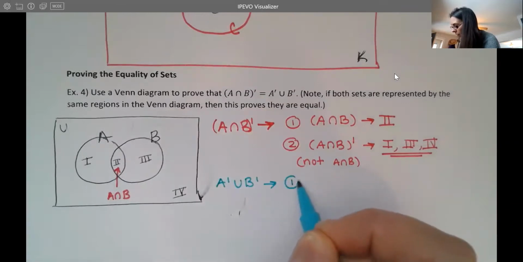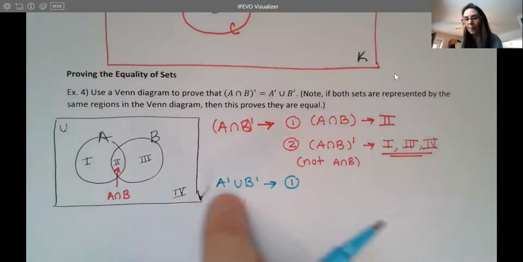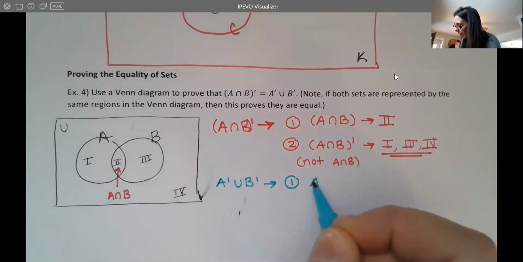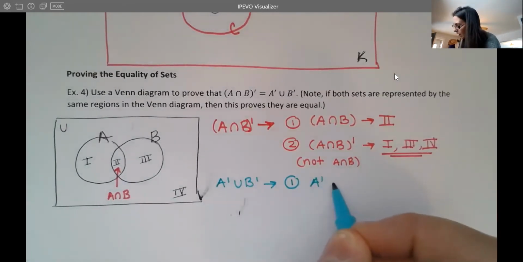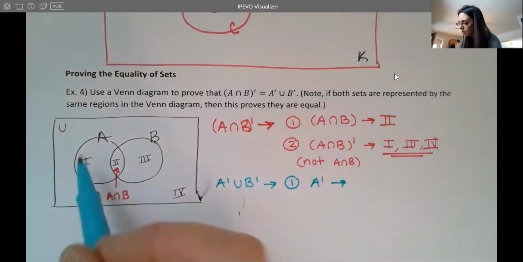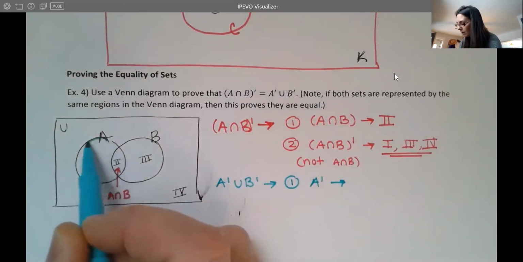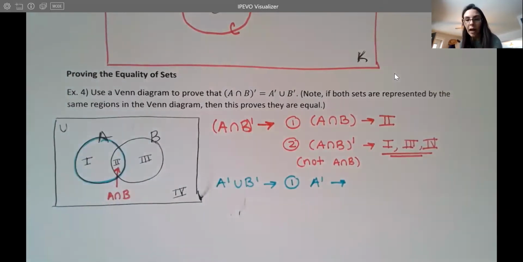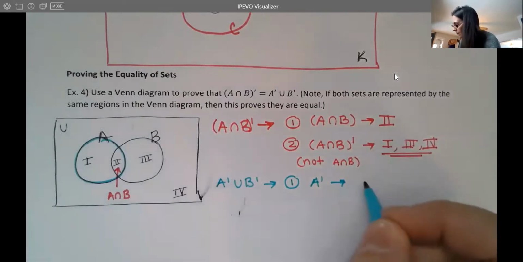The first thing I'm going to do, I don't have parentheses here, but I am going to find my complements first. It's much easier to do it that way. So I'm going to figure out what A complement is first. A complement means not A. So A is right here, right? This is my A. So the 2 regions that are not in A are regions 3 and 4.